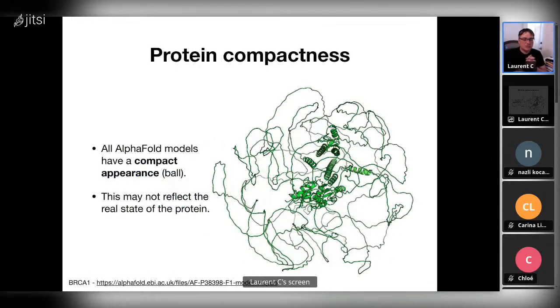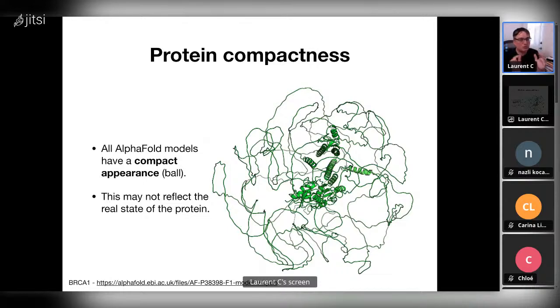Just to mention something that you may have already observed if you went through the AlphaFold database and looked at a couple of protein structures. They practically all have this compact shape. So here I took the example of a big protein, BRCA1. It's about 2,000 residues. And you see that there's a lot of residues, and it's all compact in a kind of big ball of spaghetti. That is somehow an artifact of AlphaFold.